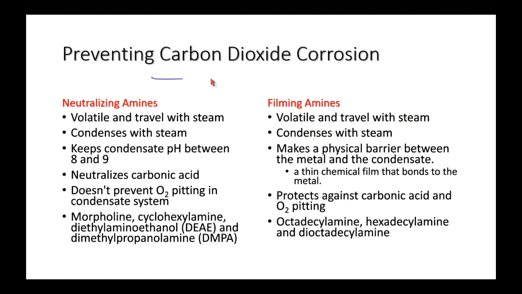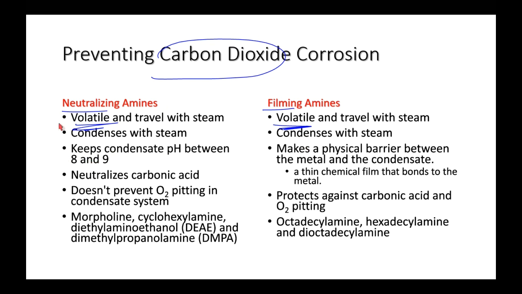So how do we prevent this carbonic acid attack? By adding amines, either neutralizing or filming. What they have in common is that they are volatile. And some people think volatile means it goes on fire. Volatile means it becomes a gas, okay? It volatilizes due to the application of heat. So it's volatile, it turns into a gas and travels with the steam. And then when the steam condenses, it too condenses.